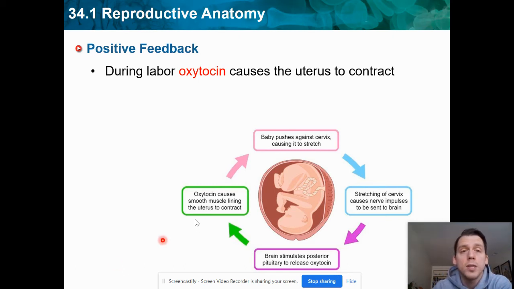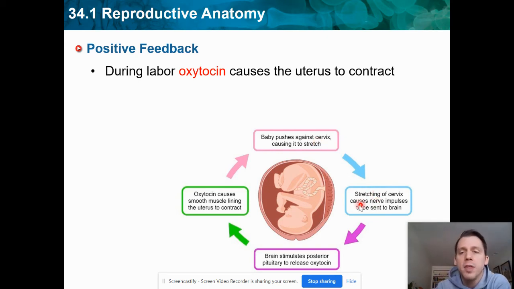oxytocin is going to be created by the brain. This is a hormone, and it's going to cause the uterus to start contracting. And when the uterus contracts, it's basically helping to push the baby out of the uterus. So pregnancy and delivery, what happens? Oxytocin tells the uterus to start contracting, and it tells the cervix, which is the opening, the entrance of the uterus, to start to stretch, start to open up because delivery is happening.